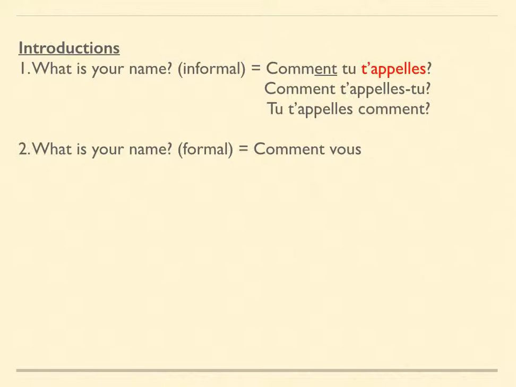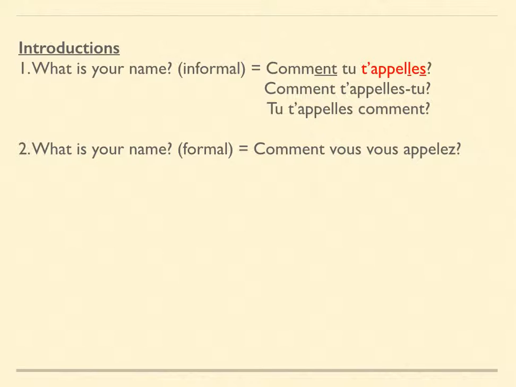Then, when we look at the t'appelles, we have three different changes we need to make here. The first is the T apostrophe. We're going to change that into another vous. Yes, this means we have two vous next to each other. That's okay. The last two changes we're going to make are spelling changes. We're going to drop one of our L's and then change our S to a Z.